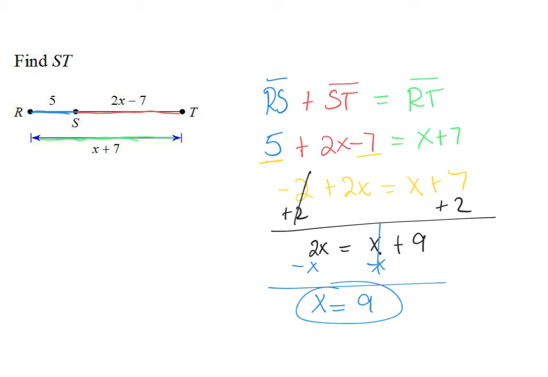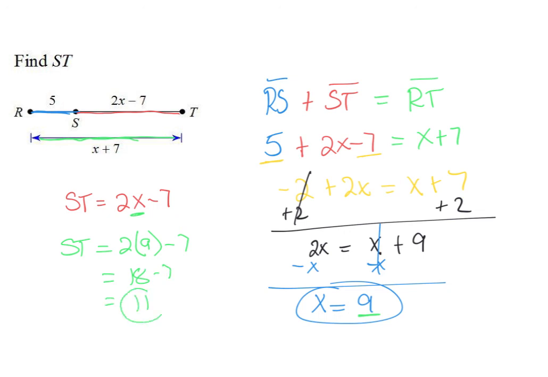This time I am not done because I do not want to find x. I want to find the value of ST. So what is ST? ST is represented with 2x minus 7. Well, now I know that x is 9, so I'm going to replace x with the number 9. So ST is going to equal 2 times 9 minus 7. 2 times 9 is 18, so 18 minus 7 gives me 11. So the measurement of ST would be 11. So be careful and read the directions carefully.